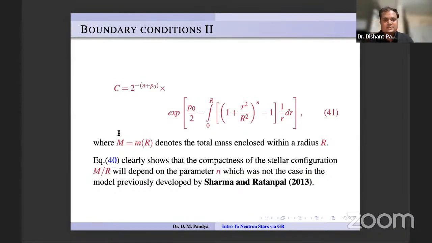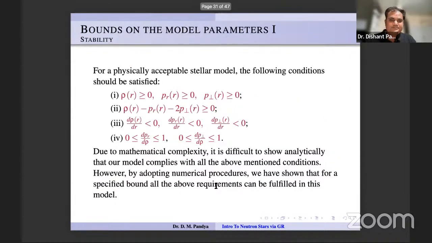Here, capital M is nothing but the total mass enclosed within a radius, capital R. This equation clearly shows that the compactness of the stellar configuration, M by R, will depend on this parameter N, which was not the case in the model developed by Sharma and Rattanpal because it was a particular case. But ours is a general case, and therefore we now need to justify this value of N. We need to identify in which region we will get a realistic solution, or a stable stellar model, and in which region it is not.